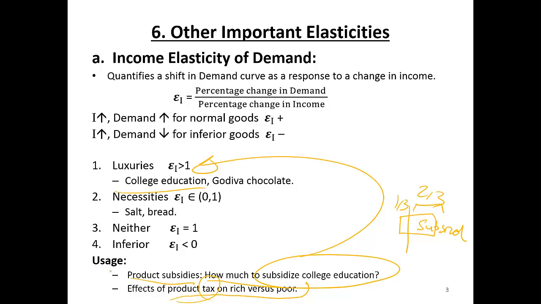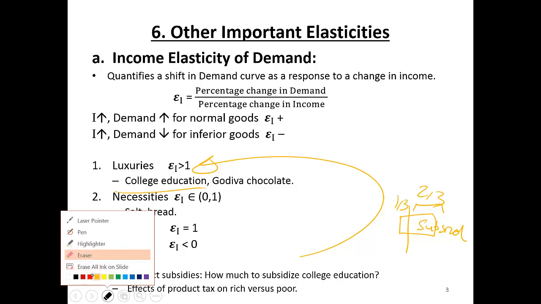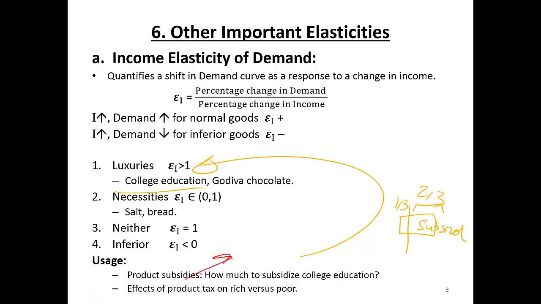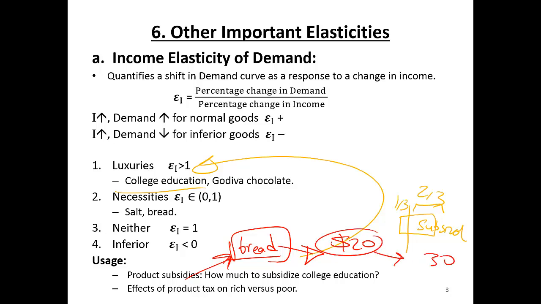Okay, effects of a product tax on rich versus poor. In this example, it's when you tax a product, let's say taxing bread, the food, a basic staple for many people. So you're taxing bread 20%, let's say it's like 30 cents. This 30 cents may be very tiny for rich people, but for poor people, it makes a difference.